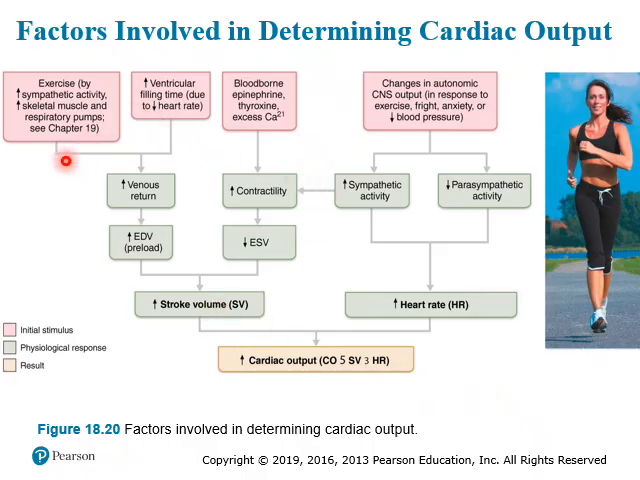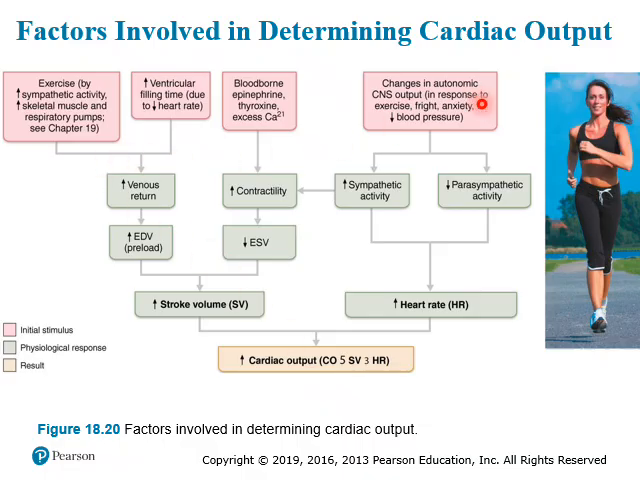exercise. Exercise can increase sympathetic activity. It will increase the skeletal muscle and respiratory pump. It will increase the venous pump. The return of blood is increased. It will increase the end diastolic volume, which is your preload, which will increase the stroke volume. When your end diastolic volume is increased, then it will increase your stroke volume. When stroke volume is increased, your cardiac output will increase.